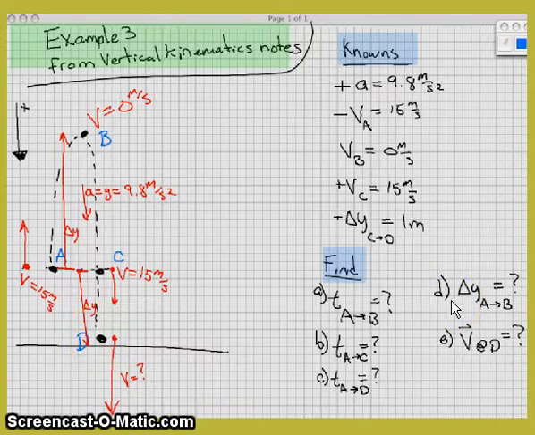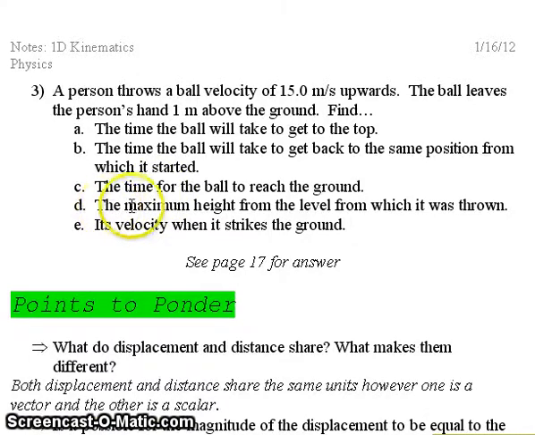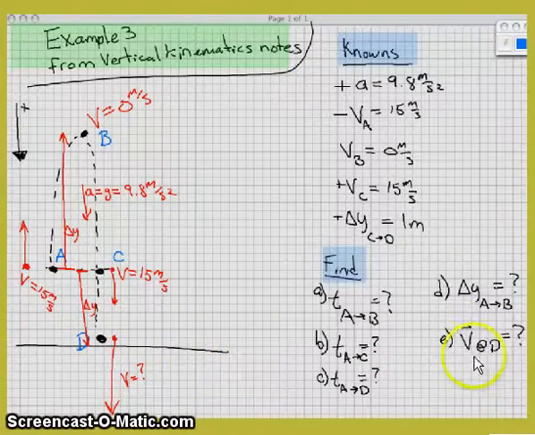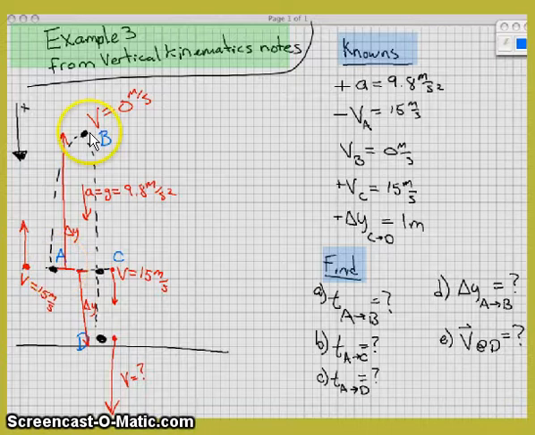Part D, let's go back and see how it was worded. Part D says the maximum height from the level from which it was thrown. So if we go back here, that looks like it's from A to B. In other words, this is where it started, and that's where it's going. So we're looking for this delta y in here, and we are also looking for the velocity at point D.